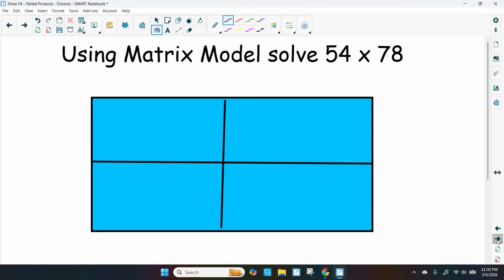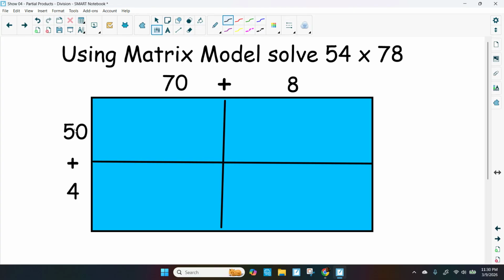Because I want to talk about the matrix model with that same problem. So we have our box here with 4 different things that are going to go in there. And I'll tell you now the reason why it's only 4, because you got 4 numbers that are being multiplied. Sometimes it's going to be more or less, so you may not have as many boxes or rows in that case.